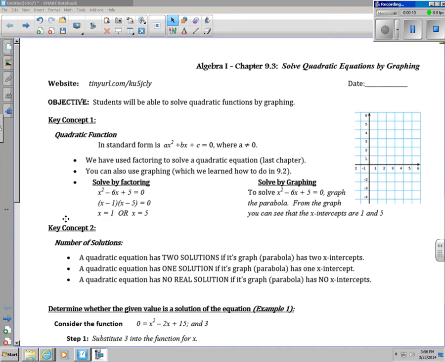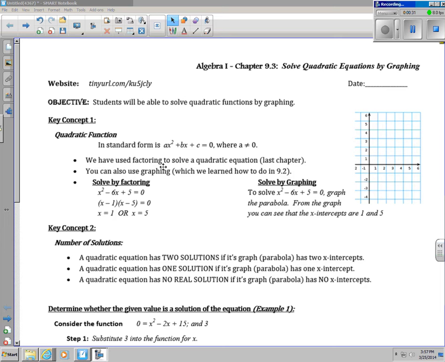All right, the first key concept is just understanding what a quadratic function or quadratic equation is. In standard form, it's ax squared plus bx plus c equals 0, where a cannot equal 0. If a equals 0, that gets rid of your x squared term, and that leaves you with just a straight line equation, a linear equation.